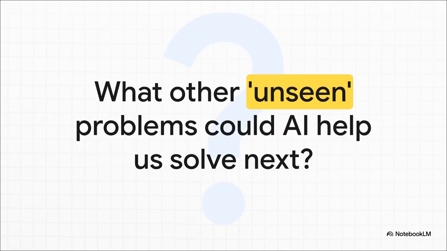And that really leaves us with a big final thought. This whole approach, this shift from teaching a machine what's wrong to helping it deeply, truly understand what's right, it's more than just a trick for manufacturing. It's a whole new way of thinking about how AI can solve problems. And it really makes you wonder, doesn't it? If we can teach machines to find these tiny, unseen flaws, what other unseen problems could they help us solve next?